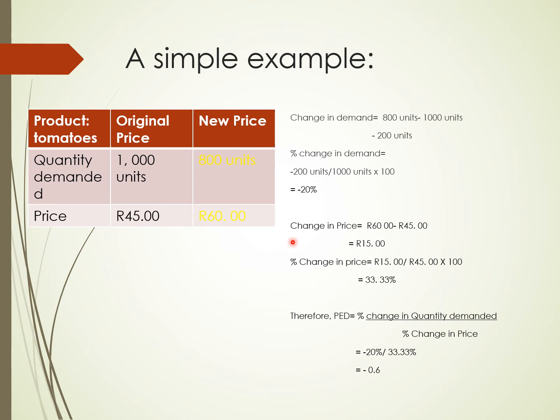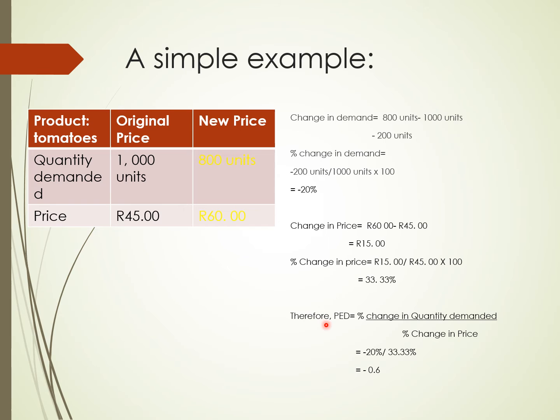From there we go to the change in price. We take the new price, which is 60 rand, and then we minus the original price, which is 45 rand, and we get a difference of 15 rand. So this is our change in price. But remember, it must be expressed as a percentage. So the percentage change in price is going to be this 15 rand divided by the original price, which is 45 rand. From there we multiply by 100. So the percentage change in price is going to be 33%.